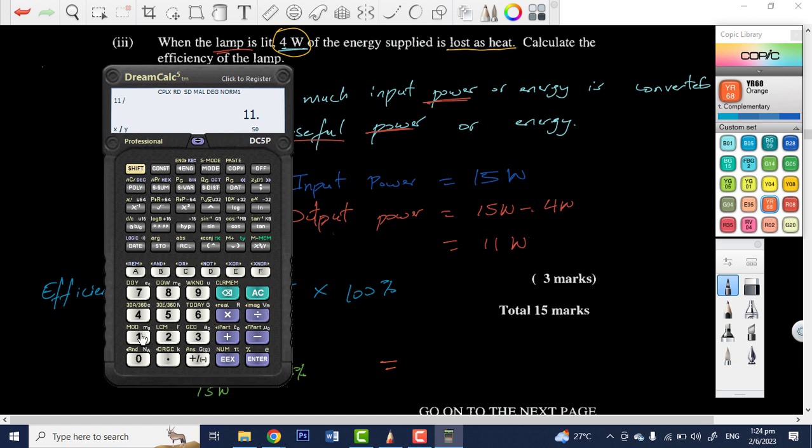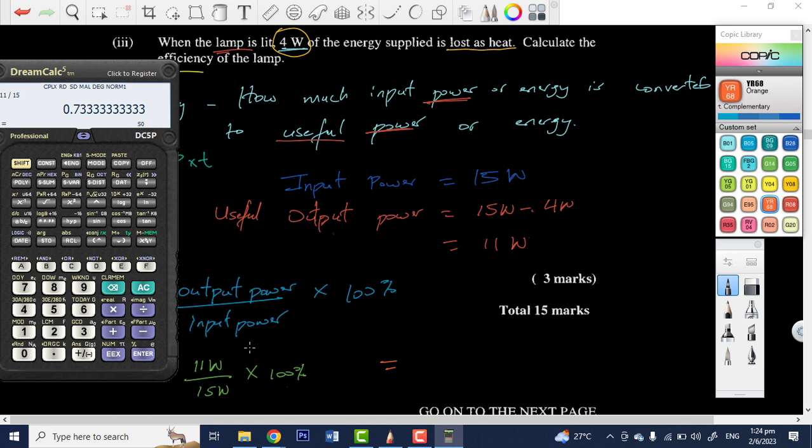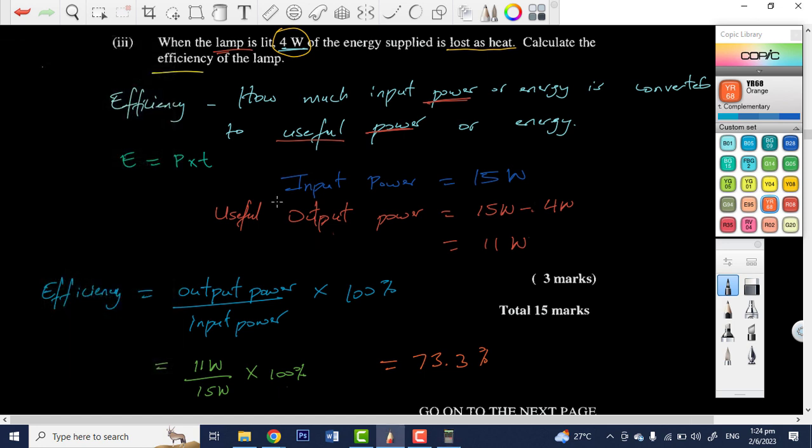From that, 11 divided by 15, we get about 0.73, and we multiply that by 100%, so we're going to get roughly 73.3%. So it means that the lamp is 73% efficient. So 73% of whatever energy or power you give to it will be converted to useful power. Now one thing we need to know about efficiency: if you work out efficiency and you get a value greater than 100%, something is wrong, because you cannot have efficiency greater than 100%.